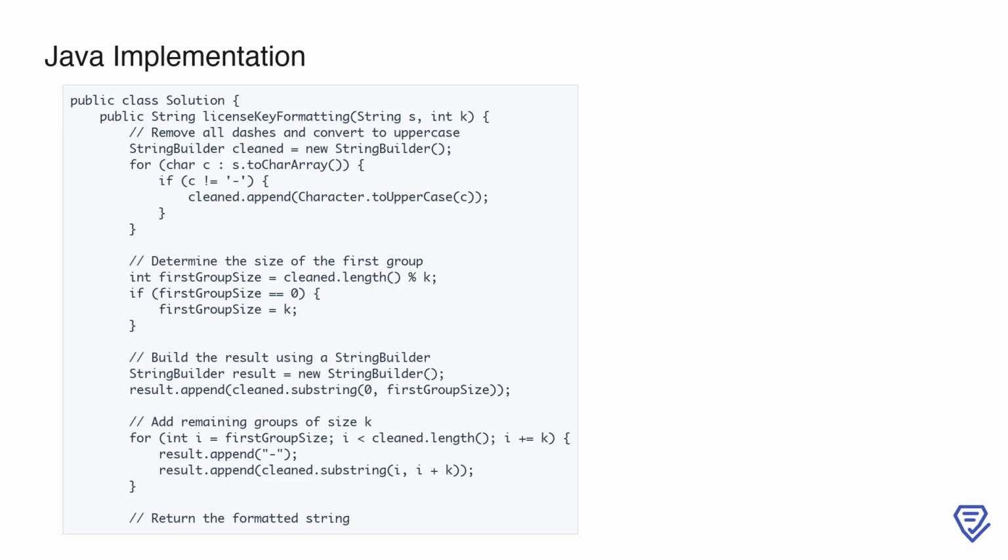Next, we calculate the size of the first group. This is determined by the remainder of the length of cleaned divided by k. If the remainder is 0, it means the first group size should be equal to k. This calculation ensures that the first group is properly adjusted to accommodate the remaining characters evenly. We then initialize another string builder named result, where we append the first group of characters directly using the substring method on cleaned. This forms the foundation of the formatted key.